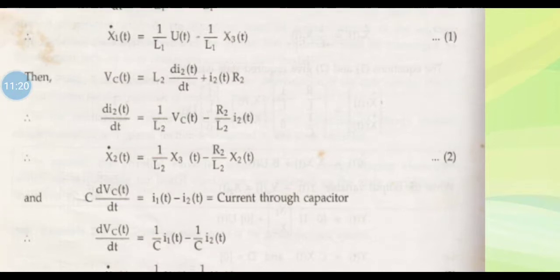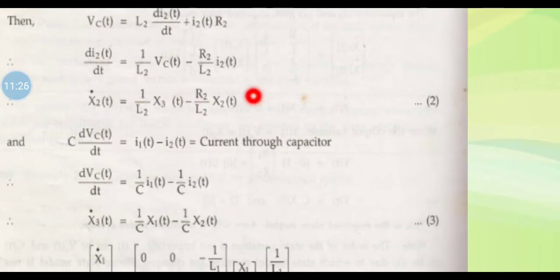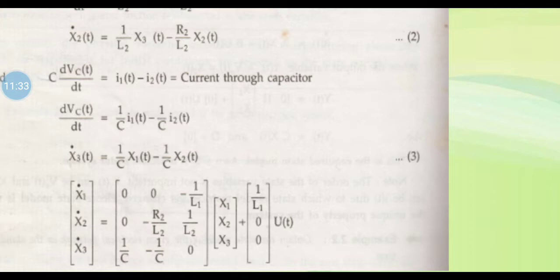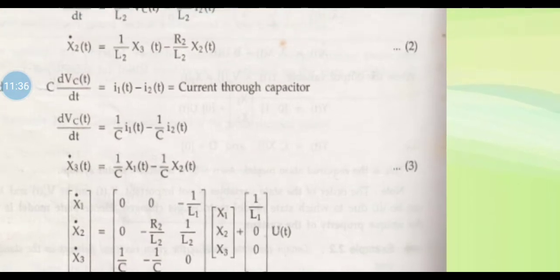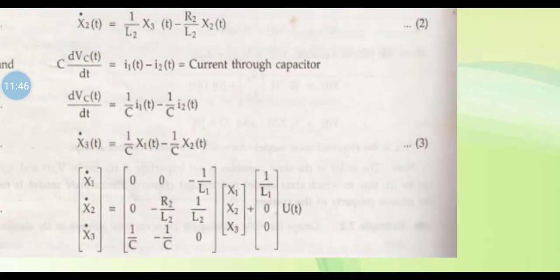In the second equation, x1 is not present, so x1 is 0 and x2 is minus R2 by L2. You can see x3 is 1 by L2. Then in the third equation, x1 is present, x2 is present, so 1 by C, minus 1 by C, and x3 is not present, so 0. Then x1, x2, x3.